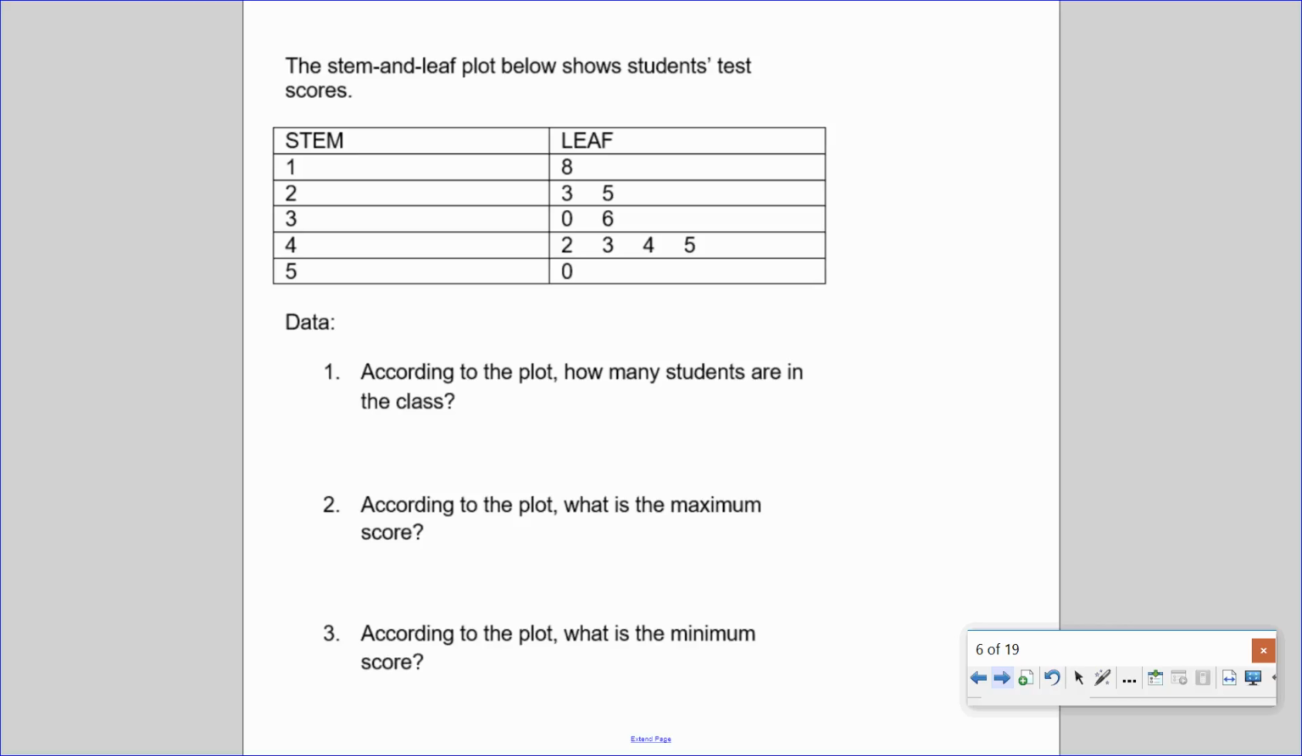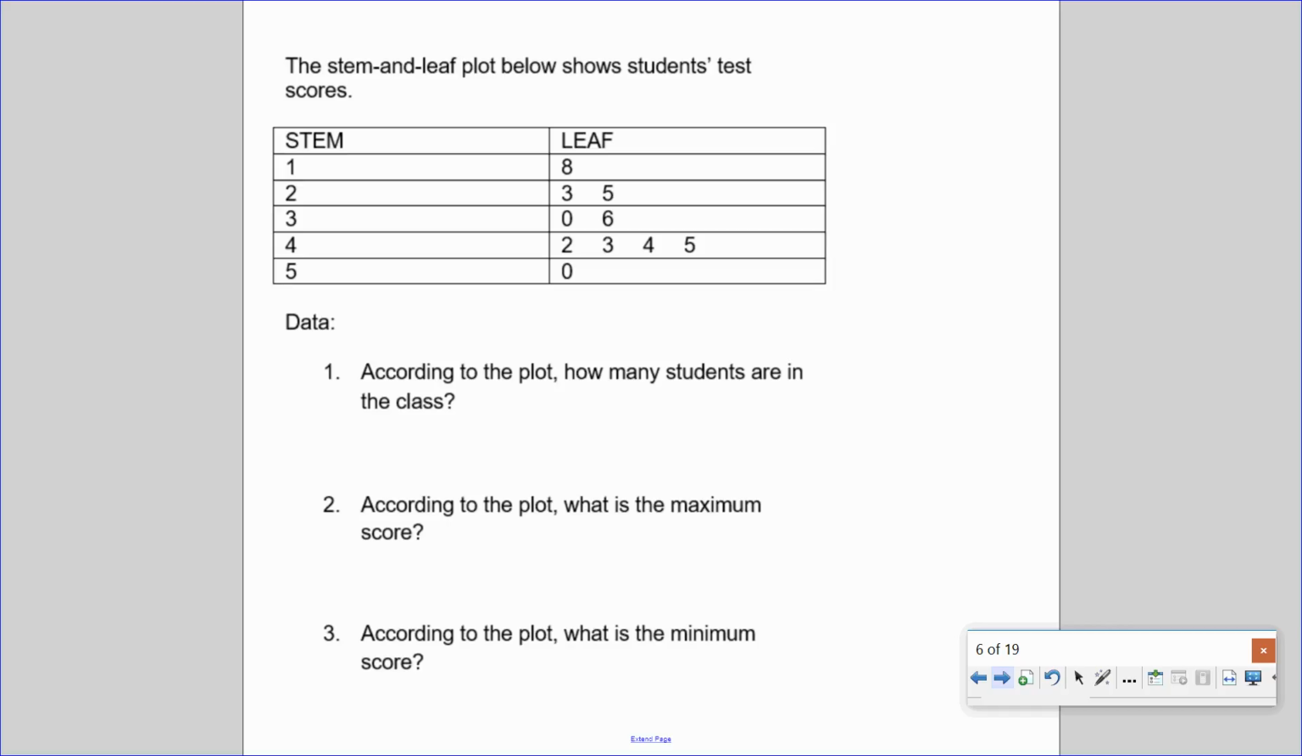All right, so here's another stem and leaf. I would like you to interpret this stem and leaf. This shows students' test scores out of 50 questions. According to the plot, how many students are in the class?